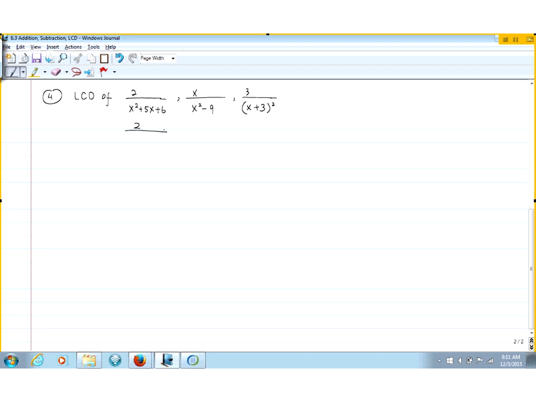So x squared plus 5x plus 6, how do we factor it? x plus 2 times x plus 3. Good. x squared minus 9, how do we factor it? x plus 3 times x minus 3. Yes. The last one has already been factored, right? (x plus 3) squared. Okay. Now, to find the LCD.